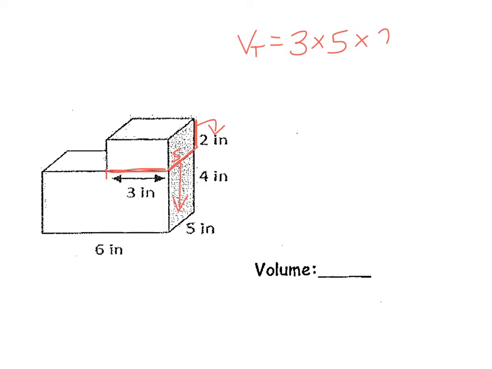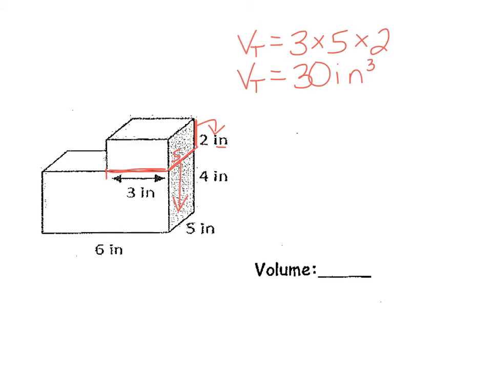2. So the volume of my top rectangular prism is 3 times 5 is 15, and 15 times 2 is 30. But 30 what? Inches. So 30 inches cubed, or 30 cubic inches. That was the volume of my top rectangular prism, but I'm not done.